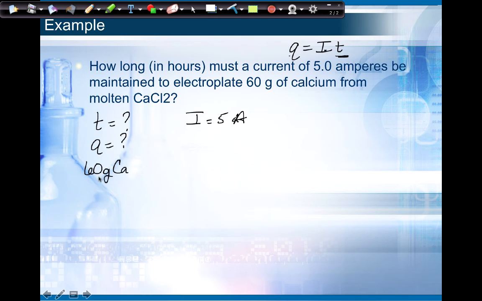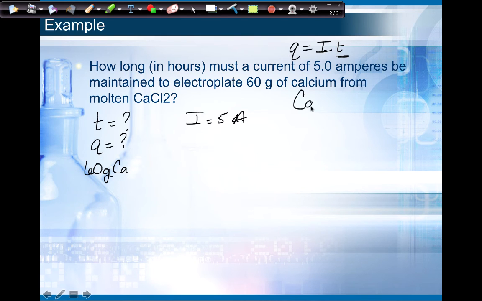So the first thing I'm going to have to do is figure out how many moles of electrons were transferred in this reaction. All right, so it's saying that I'm electroplating 60 grams of calcium from molten calcium chloride. So I'm starting with calcium chloride. And remember, this is a redox reaction. Electroplating, electrolysis, anything like that, we're going to be looking at the electrons. That's what I'm concerned with.